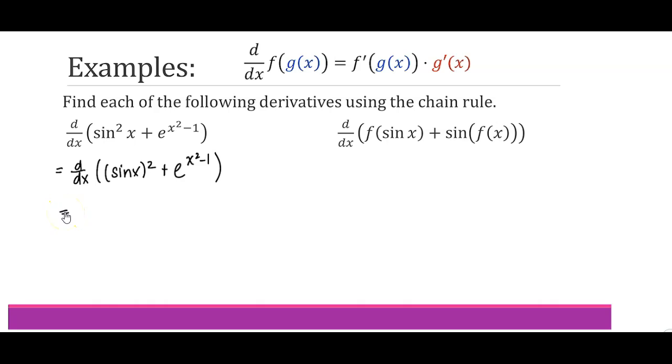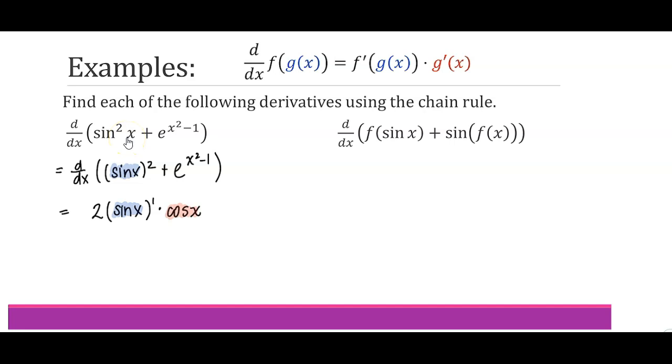So just bring the 2 to the front. So we're going to have this equals 2. We're going to leave the inside the same, which is sine x, and we're going to reduce the power by 1, so that makes this just sine x to the first. Now we have to multiply by the derivative of the inside. Sine x was my inside, so I multiply by cosine x, the derivative of sine x. So I have now applied my chain rule to the derivative of sine squared x.